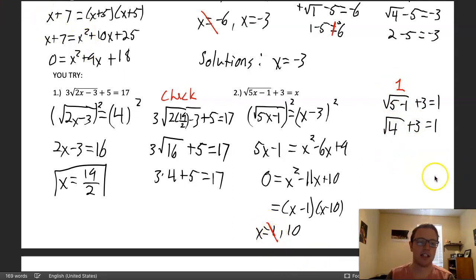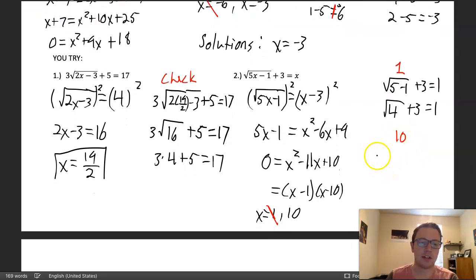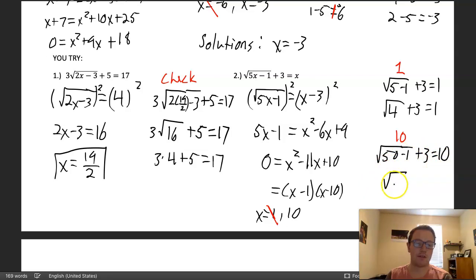Let's check 10. When we substitute in 10, what do we get? So we have the square root of 50 minus 1 plus 3 is equal to 10. Or the square root of 49 plus 3 is equal to 10. Square root of 49 is 7, so this is still true, meaning that 1 was an extraneous solution, 10 was not, and our solution here is 10.